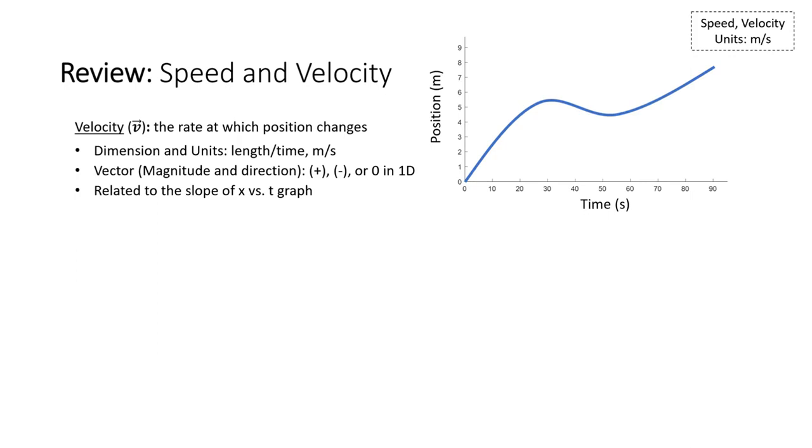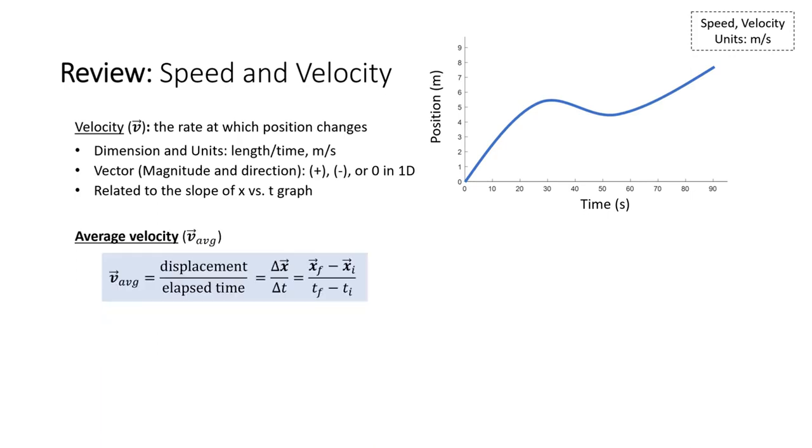Okay, next we talked about speed and velocity. So remember, velocity is the rate at which position changes, and so it has dimensions of length divided by time, which corresponds to SI units of meters per second. Velocity is a vector, which means it has magnitude and direction. Again, the direction is given by plus or minus signs in one dimension. And we remember from last class that this velocity is related to the slope of an x versus t, or position versus time graph.